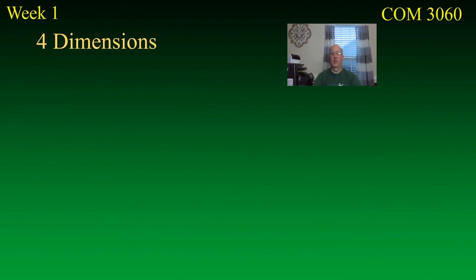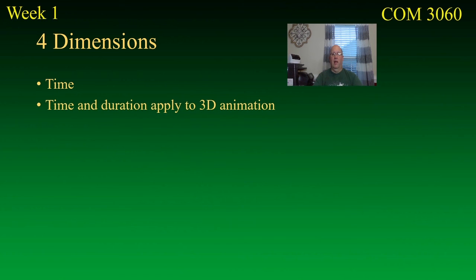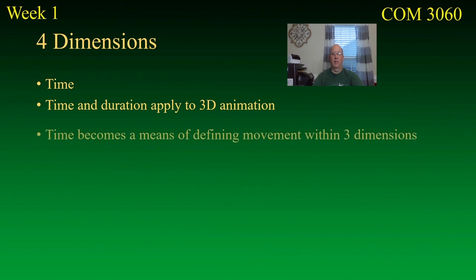Okay, 4 dimensions. This is one of those things where we kind of go off the rails here. The 4th dimension in this context is time, and that's really the only context we can work with it. Time and duration apply to 3D animation. So if you have your model car driving across the screen, then there's a point at which it starts, there's a point at which it goes, and there's a point at which it leaves the screen. But that's duration, so the object itself can be said to have that fourth dimension in the context of animation.